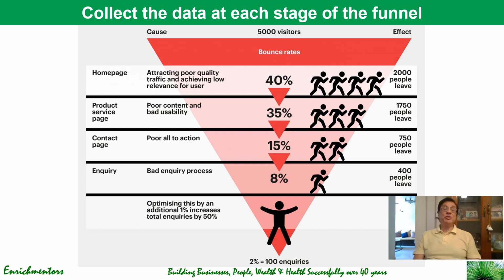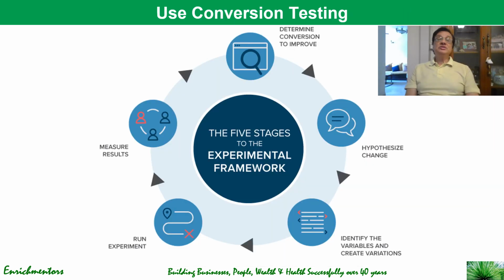Then you need to look at your product or service page. Again, how many people left, how many continued. Each of the pages, until the time they buy, you need to keep asking. So in this case, 5,000 people visit your homepage, and finally about 100 inquiries take place, and that happens to be a small number. So we need to collect data at each stage of the funnel. That is important. And then do what is called conversion testing, where we determine which stage's conversion needs to improve.